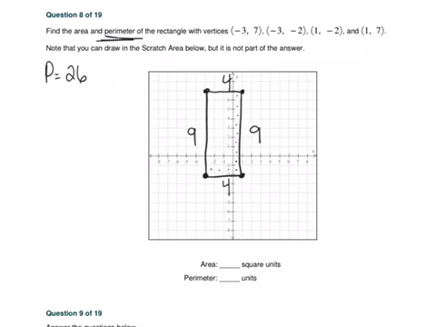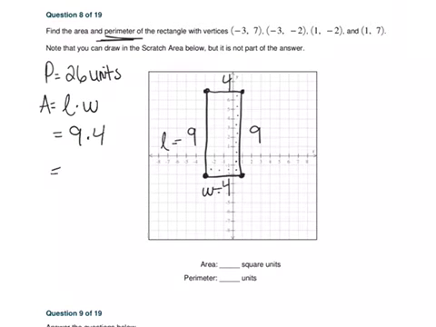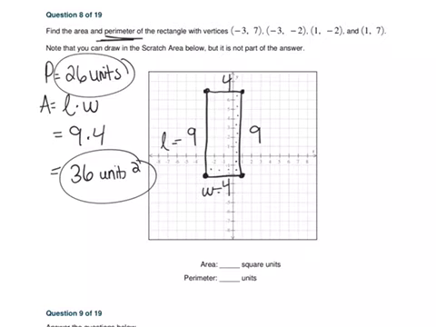So the perimeter of this rectangle is 26. And since it doesn't have a label, you would call it 26 units long, or around the rectangle. And then remember, the area of a rectangle is length times width. The length is 9 and the width is 4. So you're simply just going to do 9 times 4, which is 36 units squared. So perimeter is 26 and the area is 36.